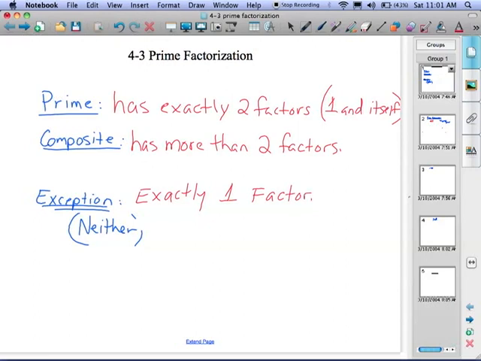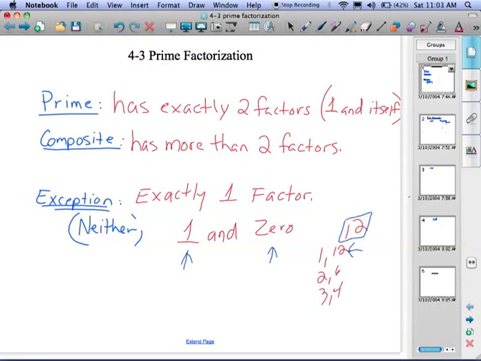neither. Numbers have exactly one factor, and there are only two of them, whereas prime numbers and composite numbers, there are extensive lists of both. But two numbers have exactly one factor. The number 1 and the number 0 have exactly one factor.